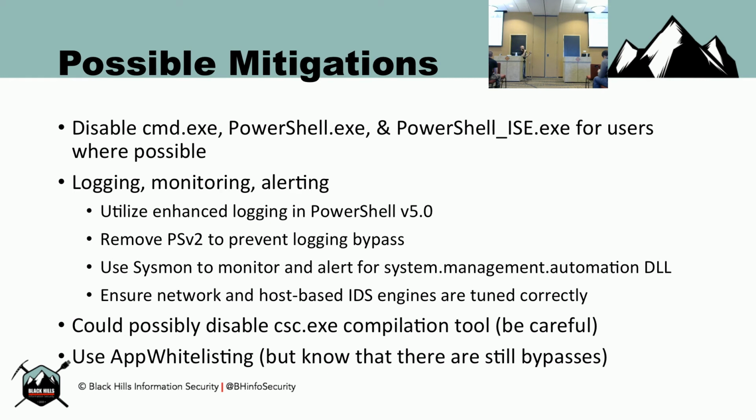Honestly, 5.0 has the most advanced logging capabilities right now. But version 2.0 is still on the system by default, and it basically has no logging. So if we require our PowerShell script to use version 2.0, it basically bypasses all the logging functionality that's built into PowerShell. Because both of them require that DLL to be loaded in order to run with .NET.